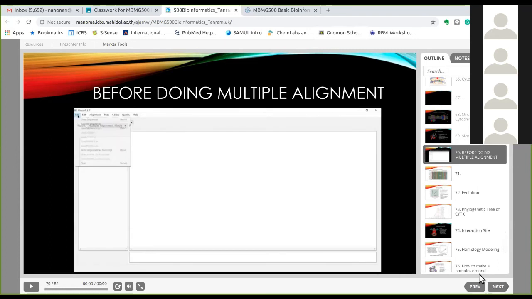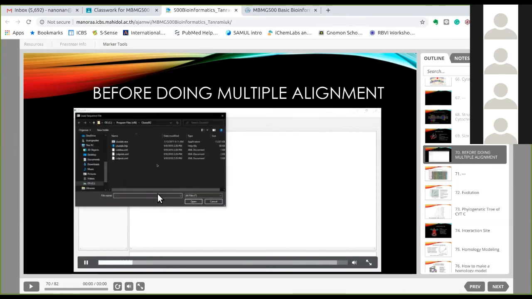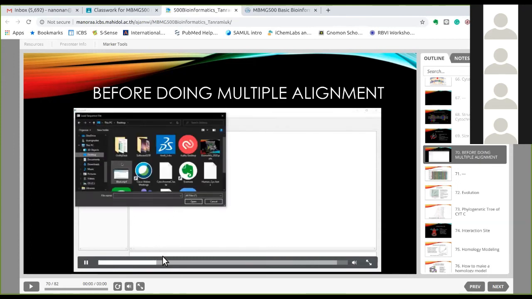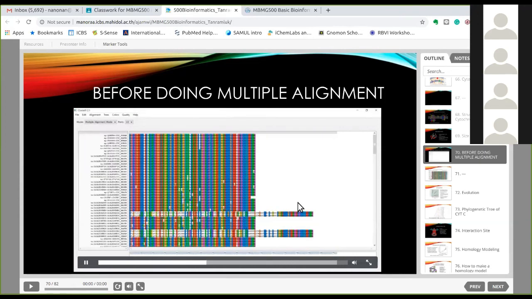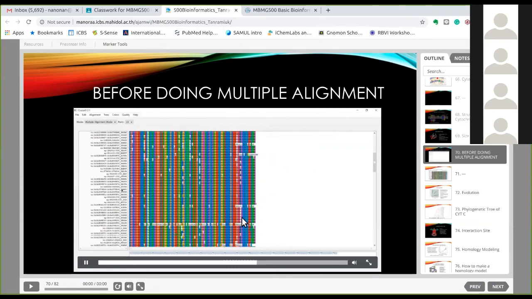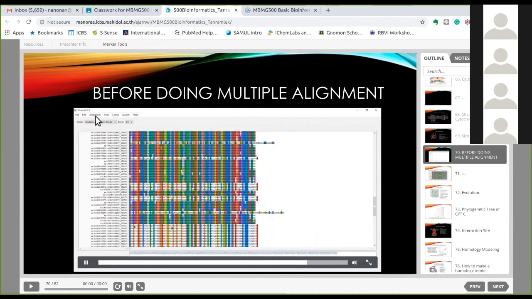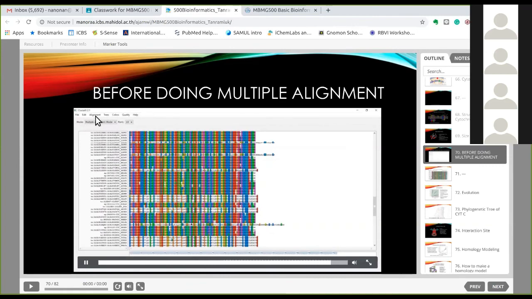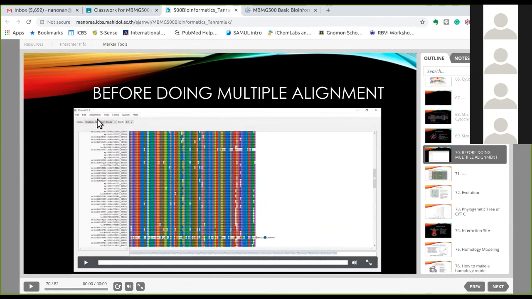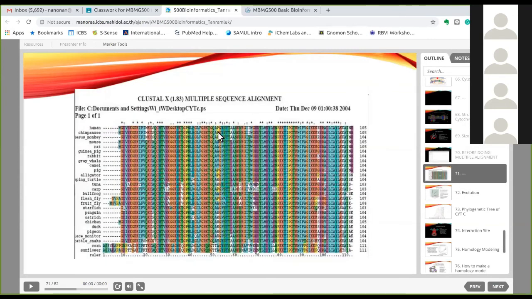And when you do multiple alignment, before doing it, when you get the FASTA files, the FASTA files look like this. It's all scrambled. But after it's all scattered like this, you can click on alignment and just click the basic function, with whatever the default values are, and then you get the alignment like this.